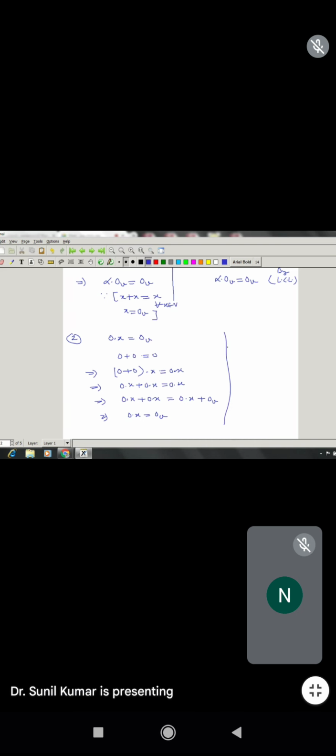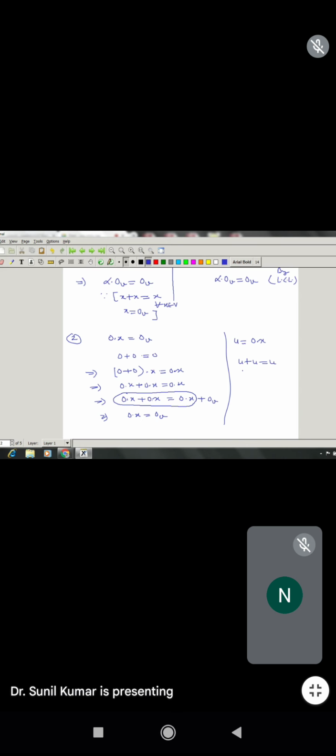And in the second part, if we take x is equal to 0 into, or we can say we start with, here, in this case, if I don't add 0 either, then 0 dot x plus 0 dot x is equal to 0 dot x, and I can take u, and u plus u equal to u.